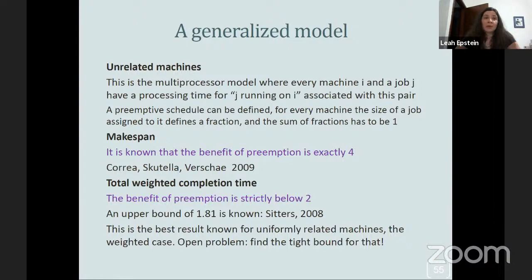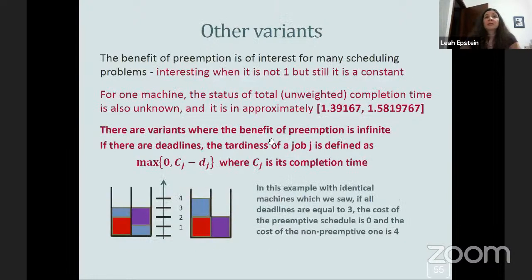What else is known for total weighted completion time? There are some results, because the 4 was from makespan, right? And there can be other variants. For example, once we talk about weight or without weight, the result can be different. And what I do want to say is that for the tardiness, there is a problem that we cannot get an interesting result. You can see the figure in the bottom.